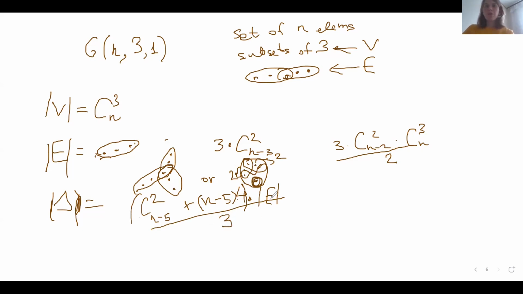So now we've counted the number of vertices, the number of edges, and the number of triangles. Let's move to the independence number of this graph. Let's say that two vertices are strongly connected if the sets they correspond to have two elements in common. To be honest, these vertices in our graph are not connected. They don't have an edge between them, but we'll say that they're strongly connected.